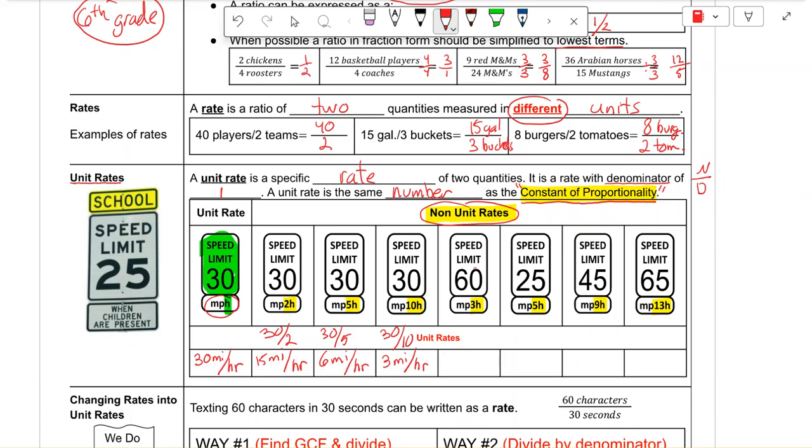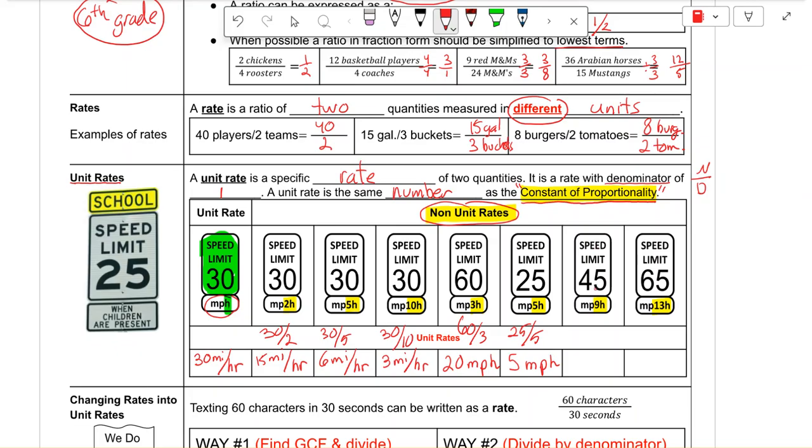This next one's speed limit 60 miles per 3 hours. So you go 60 divided by 3, and that is 20 miles per hour, mph. This next one is 25 miles per 5 hours, and 25 divided by 5 is 5 miles per hour.